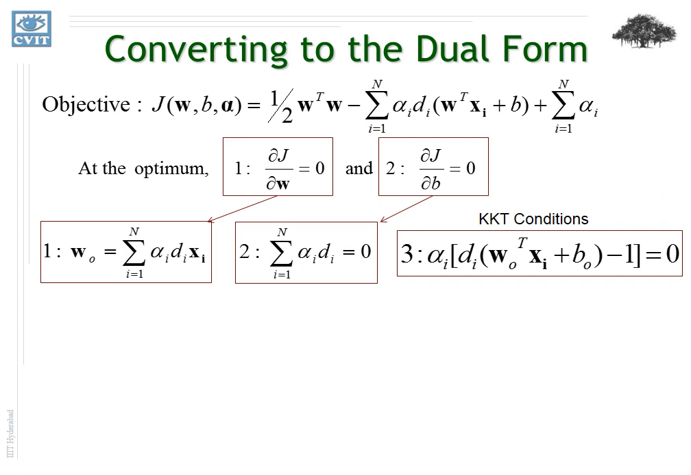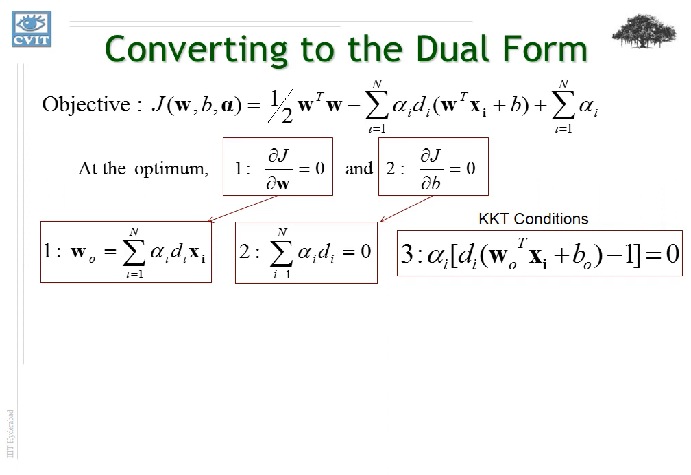Now that's interesting. Let's take a closer look at that condition. What does that say? How can this term go to 0? Well, there are two ways in which you can make this term 0. By putting alpha_i equal to 0, that's one way, and the whole term will become 0. Or if alpha_i is not 0, then the second part of that term should go to 0. That is, d_i times (w_o transpose x_i plus b_o) should become 1.